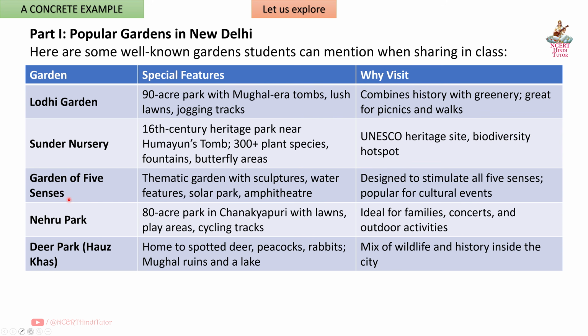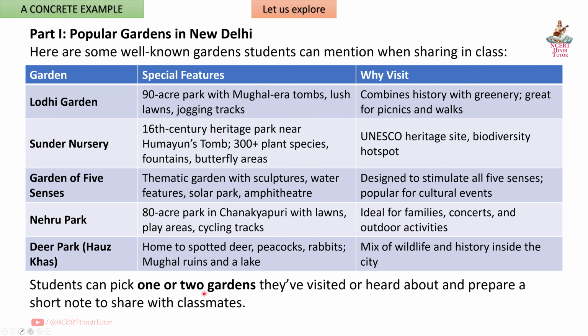Next, Garden of Five Senses. Special feature: thematic garden with sculptures, water features, solar park, amphitheater. Why visit? Designed to stimulate all five senses, popular for cultural events. Next, Nehru Park. Special features: 80-acre park in Chanakyapuri with lawns, play areas, cycling tracks. Why visit? Ideal for families, concerts and outdoor activities. Next garden, Deer Park, Hauz Khas. Special features: home to spotted deer, peacocks, rabbits, Mughal ruins and a lake. Why visit? Mix of wildlife and history inside the city.